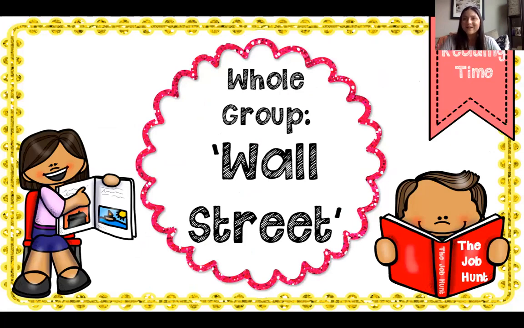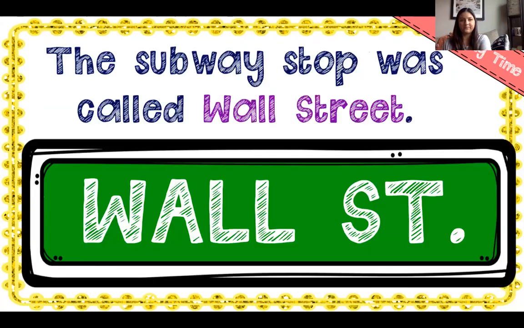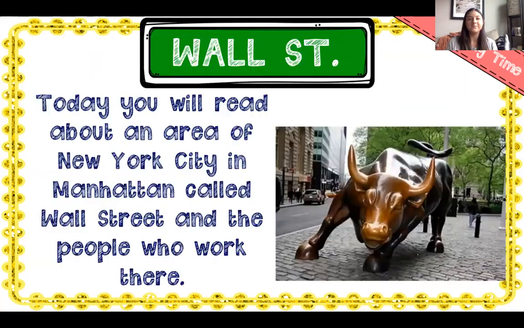Next up, we're going to jump right into our reading for today. We're going to be reading this story, Wall Street. In our previous lessons, you read the story, The Subway, in our readers, or I showed it on the screen and we did it on Google Classroom or Seesaw. Kim and Kurt were taking the subway into Manhattan. It's another borough in New York City. So Kim could look for a job in Manhattan. What was the name of the subway stop that they took? The subway stop was called Wall Street. That's where they were getting off.